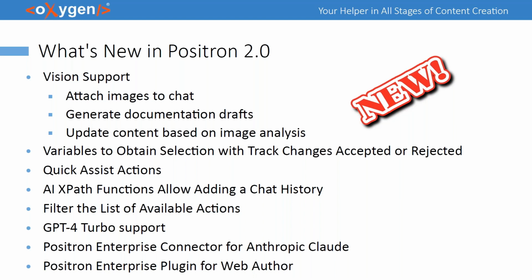We added some variables to obtain the current selection with track changes being accepted or them being rejected, and you can compare these versions. We added some actions as quick assist actions, so you can quickly find them no matter what side views you have visible at that moment. We added some extra parameters to our AI XPath functions, and these parameters now allow adding a chat history for more complex interactions. You have the possibility to customize the list of available actions.